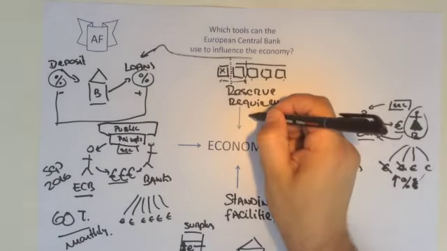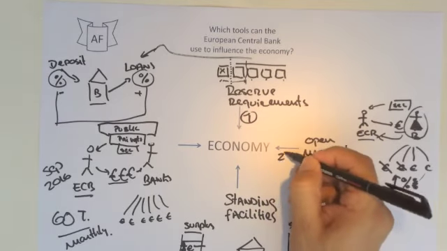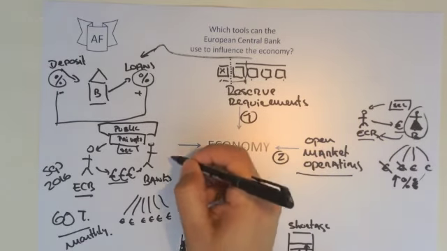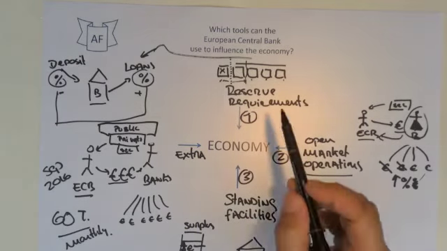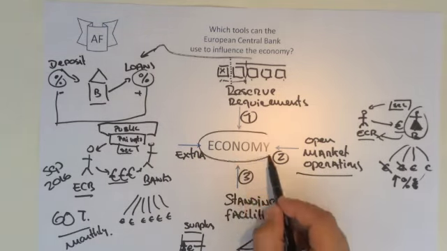And these are the four tools. Actually, it's 3 tools plus an extra measure here, which the European Central Bank can use to influence the economy.